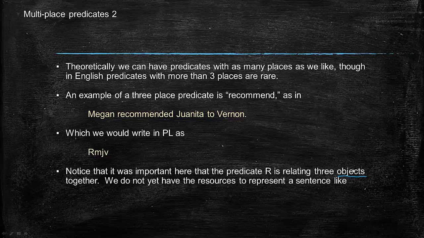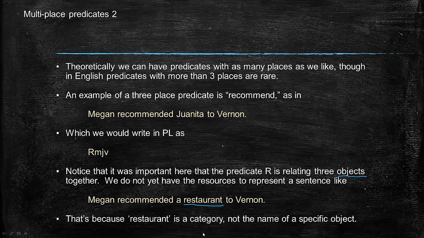We don't yet have the resources to represent a sentence like this: Megan recommended a restaurant to Vernon, right? And the reason is that restaurant is a category. It's a predicate. And so right now we don't have the ability to represent that properly.